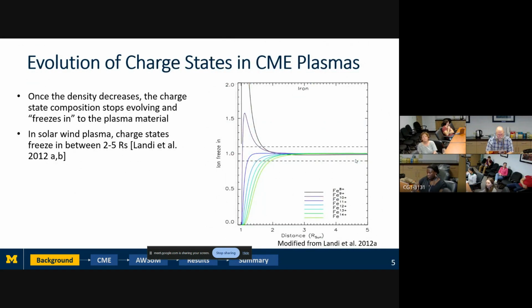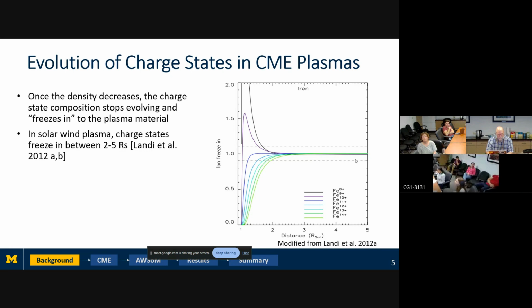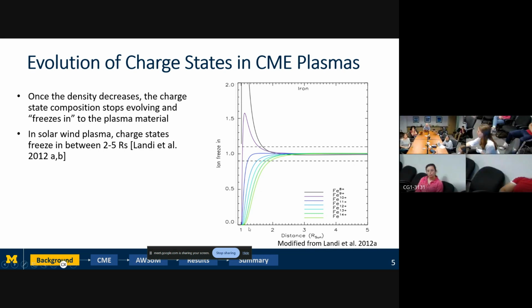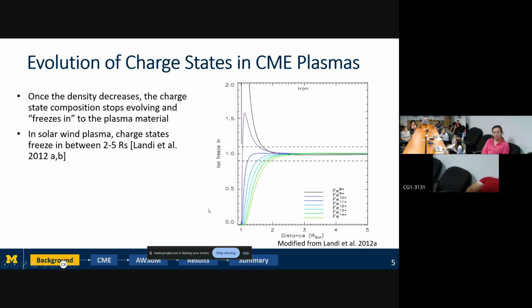So one point that's really important to this discussion of charge states, I believe, is the evolution of charge states in these CME plasmas. As charge states evolve from low in the solar corona, eventually the density decreases as we get further away from the sun, and the charge state composition stops evolving and freezes into the plasma. In solar wind, we've seen with the Michigan ionization code from Landi et al., the 2012 papers, that the charge states tend to freeze in between 2 and 5 solar radii. As you can see here, we have distance, and then our iron charge states seem to freeze in. This is the ratio from the freeze-in location at about 2.5 solar radii.